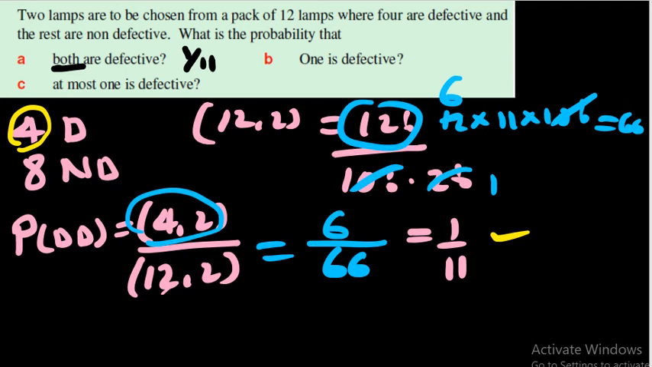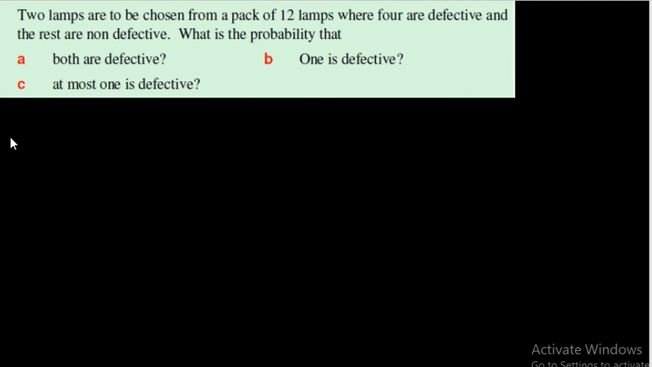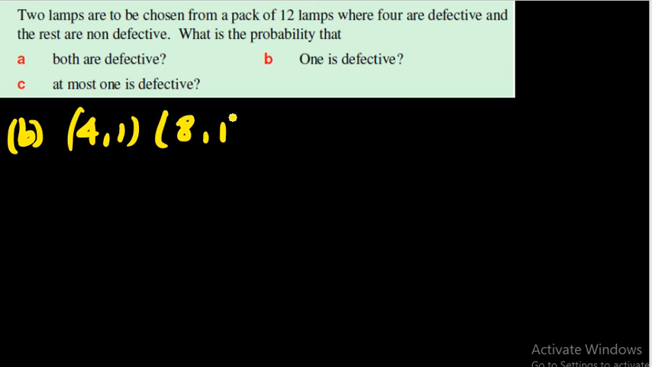Let's go to B. B says 1 defective. If one of them is defective, 4 combination 1, obviously the other will necessarily be non-defective, which is 8 combination 1. Choosing 1 defective is 4 combination 1, and choosing 1 non-defective is 8 combination 1, divided by, obviously, 12 combination 2.